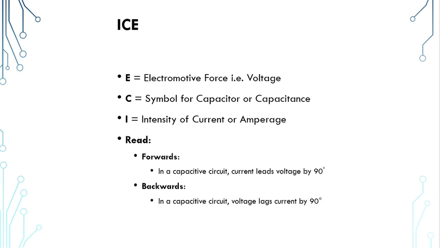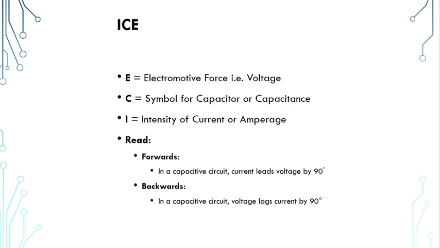Now we'll go on to ICE. ICE is what we'll use for the capacitor. So E is still electromotive force or voltage. I is still the intensity of flow of current, or amperage. The C is our symbol that we use for a capacitor or capacitance.